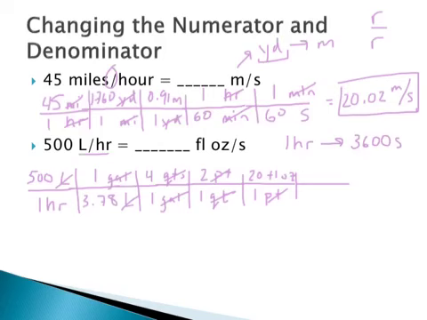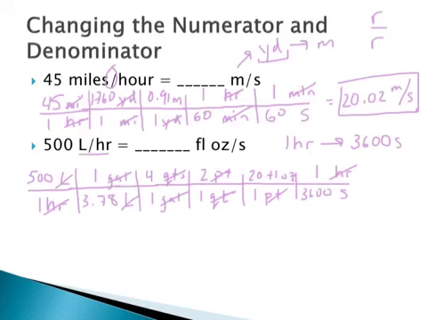Again, hours is in the denominator, so to get rid of it, I need to place hours in the numerator. In my answer, I need seconds in the denominator. So I'm going to divide by seconds. So I have 1 hour divided by 3,600 seconds. Hours now cancels out. And if you look at all your units, liters canceled, gallons canceled, quarts canceled, pints canceled, I'm left with fluid ounces, and hours canceled, and I'm left with seconds. So I am left with fluid ounces per second.